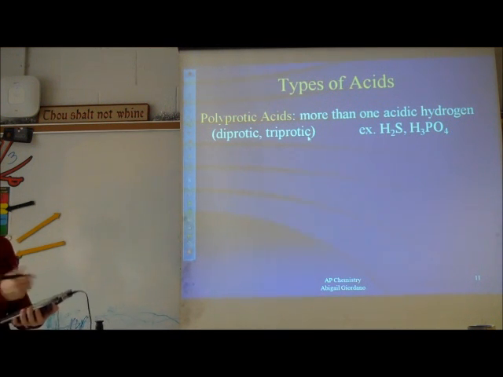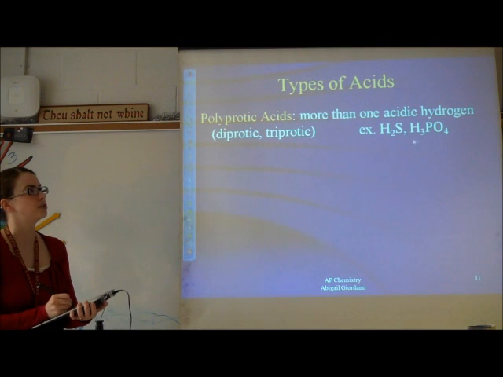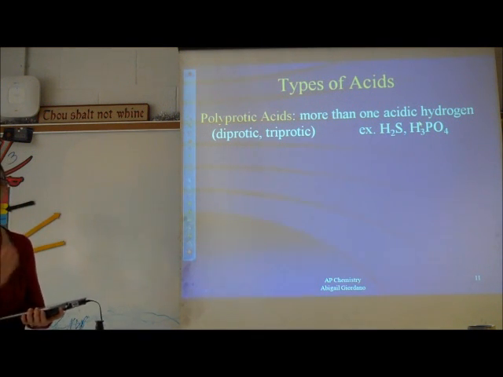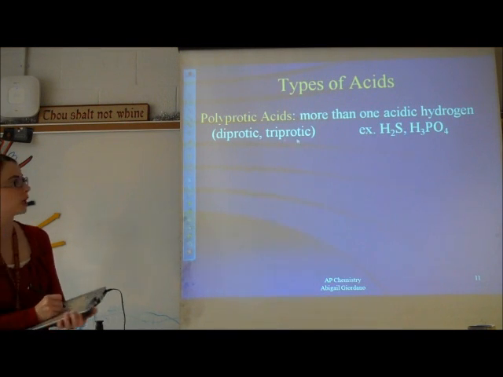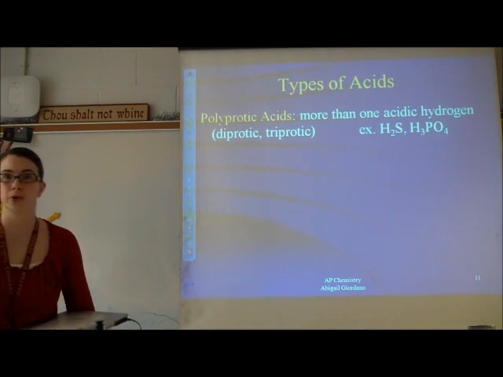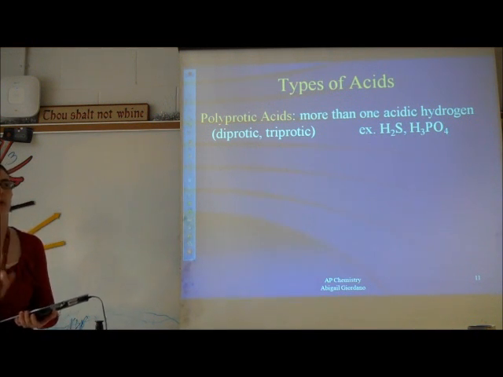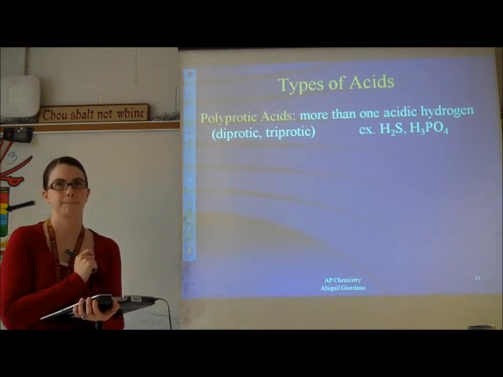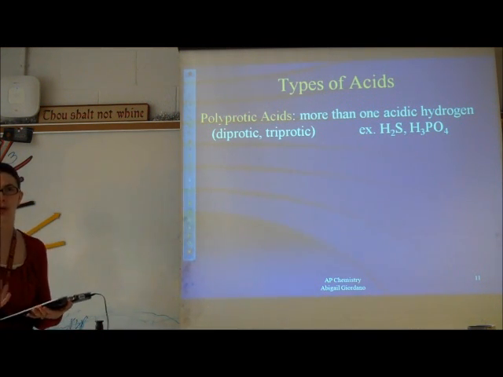So polyprotic, more than one proton to give away. Okay? If you have more than one hydrogen ion to donate, that is a polyprotic acid. If you want to get more specific, an acid that has two hydrogens you would describe as diprotic. Three, triprotic. There is no such thing as a tetraprotic. Okay? What would you call an acid that has only one hydrogen to give away? Monoprotic. Most of our acids are monoprotic.